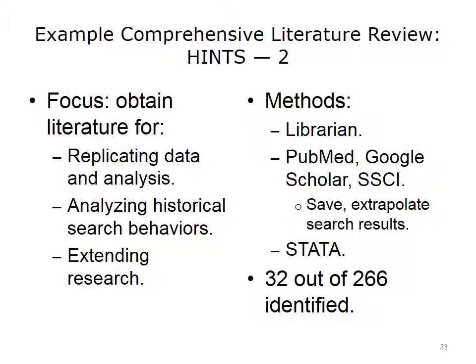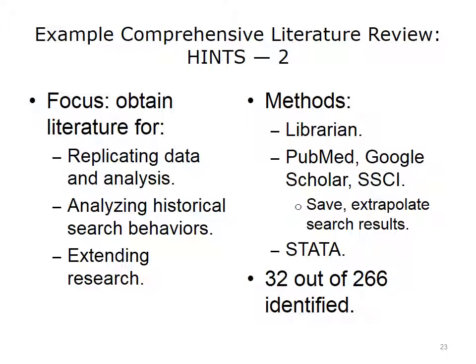So what did the literature review reveal? There are about 266 articles identified after going through PubMed, Google Scholar, and SSCI. The National Cancer Institute actually keeps a library where they hope they've captured all the people who've used the HINTS data in empirical research. Of the 266 articles, it was determined 33 didn't actually use the HINTS data, but instead were merely making reference to the survey. That left 233 articles.